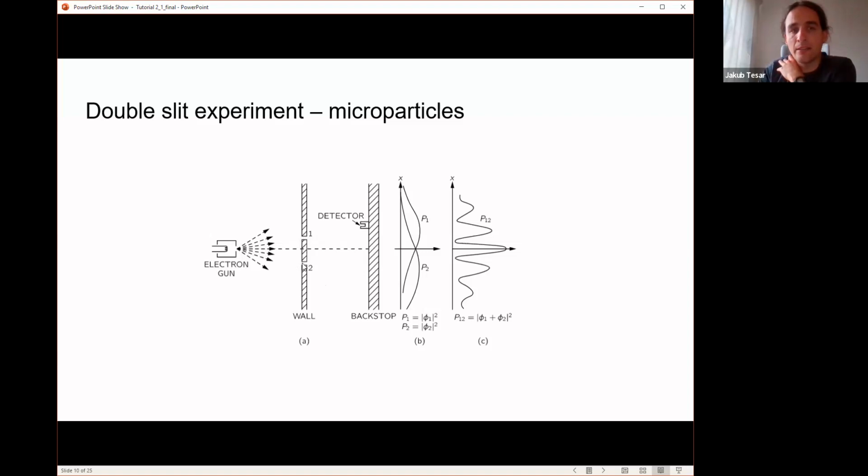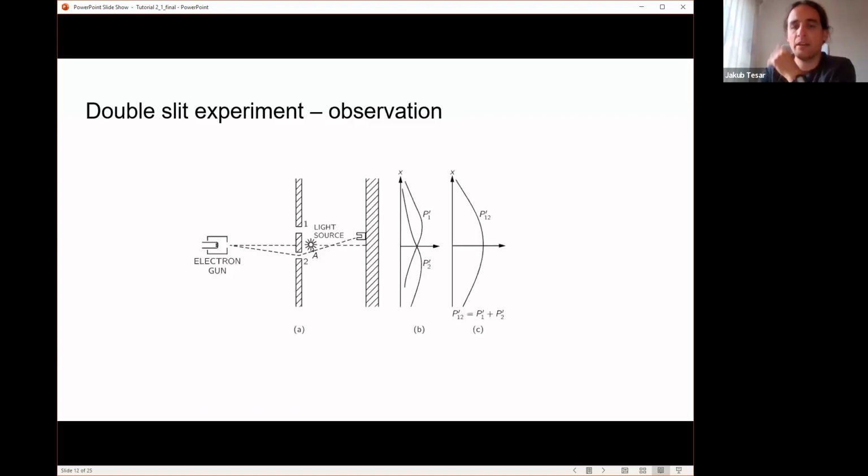These two are indistinguishable. That means that we take their probability amplitudes, we sum them, and then we take the square norm. But if we are able to distinguish, that means that we first take the norm square. We have the probability P1, which is here, P2, which is the probability here, and then the probability P12 is just the sum of the two.